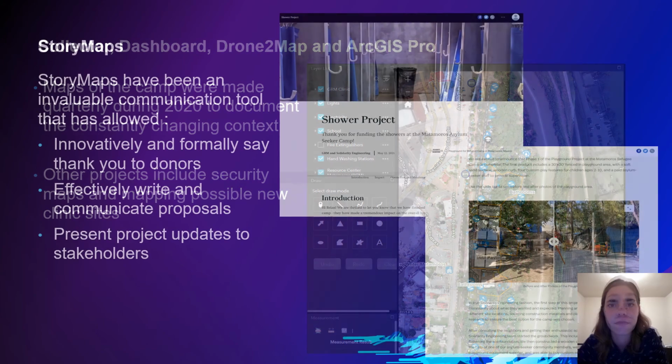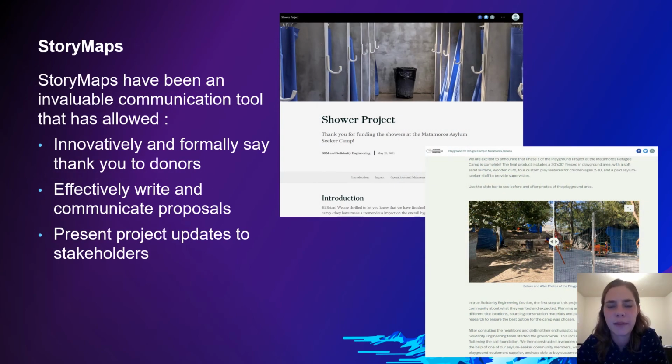Story maps have become our primary communication tool to talk about the work we do here in Matamoros. We use them to present at universities, to write new proposals, and to say thank you to our donors.